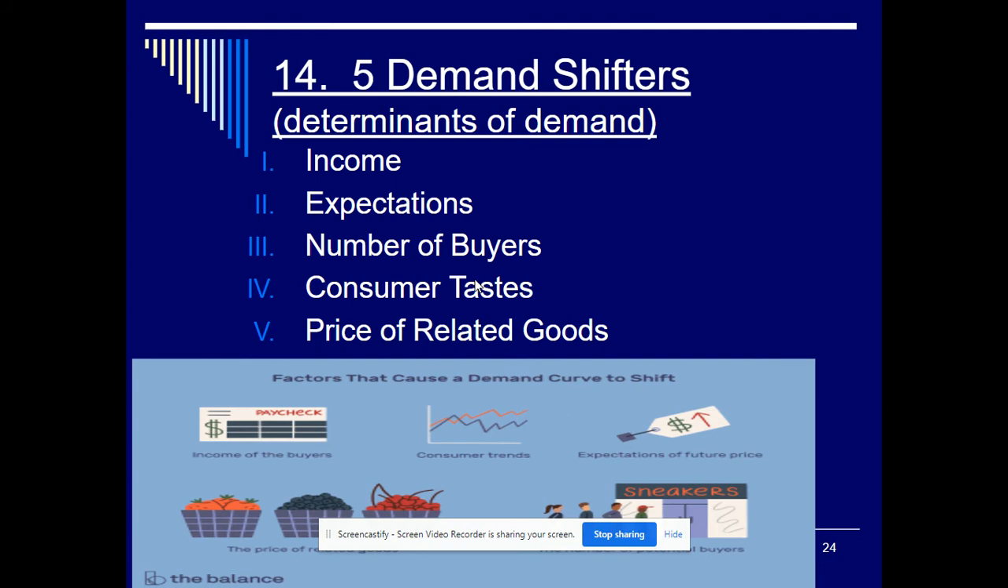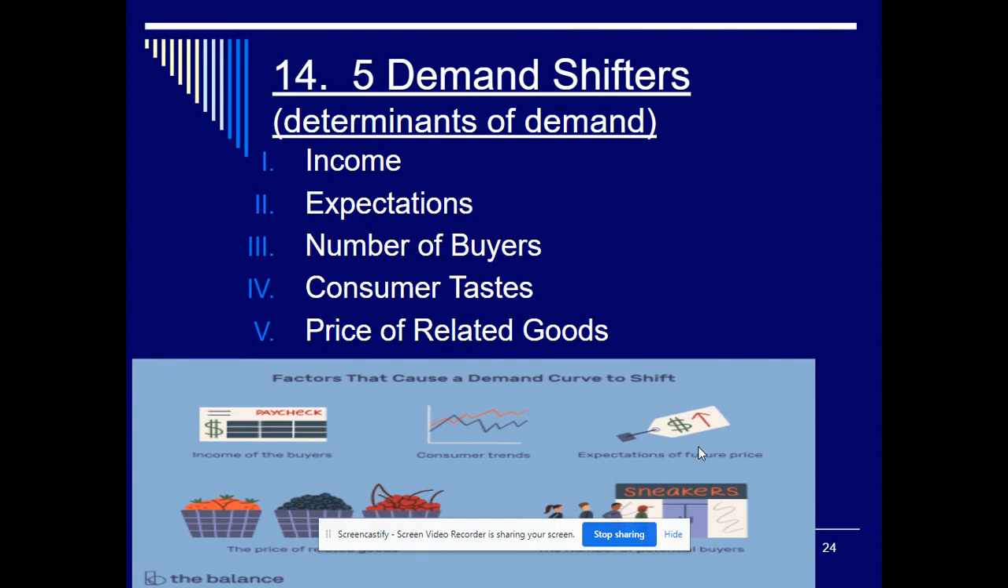So the factors on demand shifters are income. Generally, as your income changes, your demand for products changes. You're willing and able to pay for more expensive things as your income rises, and you're not willing and able to pay for some things as your income falls.